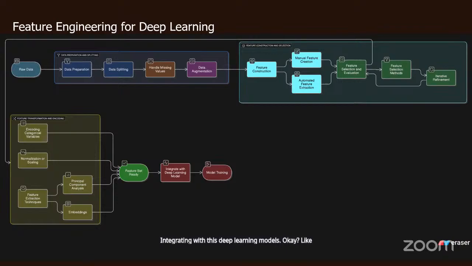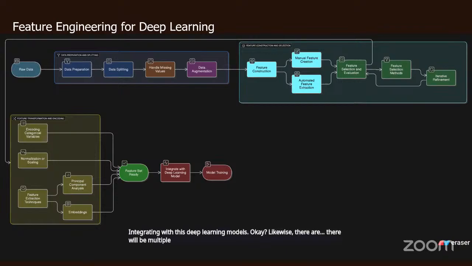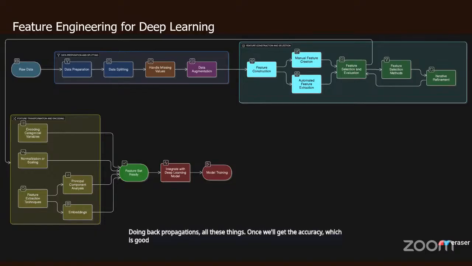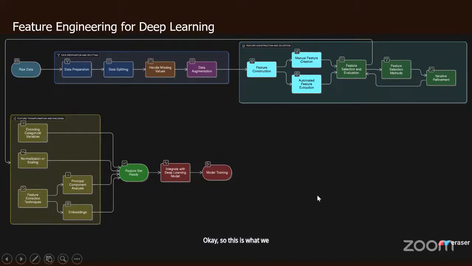Likewise, there will be multiple deep learning models. From those deep learning models, we are going to choose whichever gives us a better accuracy. We can move further with model training, then model evaluation, then again checking this, going backward and doing backpropagation. Once we get good accuracy and lower losses, we can deploy that particular model. So this is what we have understood in today's lecture.